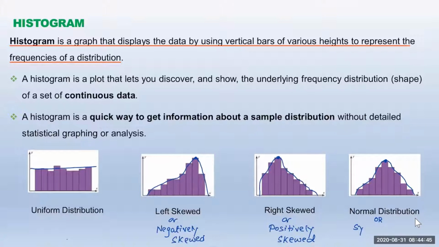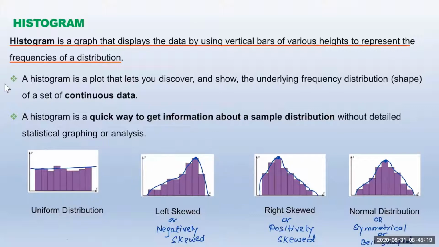Symmetrical distribution, or we also say it is bell-shaped distribution. These are the different names of this distribution. If the data is equally distributed on the left and the right, we say it is a normal distribution, symmetrical distribution, or bell-shaped distribution. So we can quickly look at the histogram to decide whether the data is uniform, left skewed, right skewed, or normal distribution.